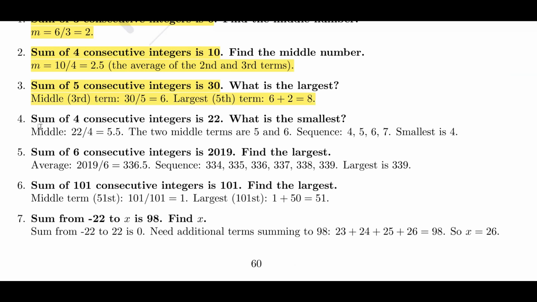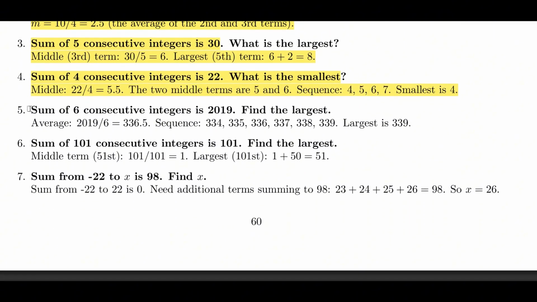If the sum of 4 consecutive integers is 22, the average is 5.5, so the two middle terms are 5 and 6, and the sequence is 4, 5, 6, 7. The smallest is 4. Here's a bigger one. The sum of 6 consecutive integers is 2019. The average is 2019 divided by 6, which is 336.5. That means the sequence is 334 through 339, and the largest is 339.